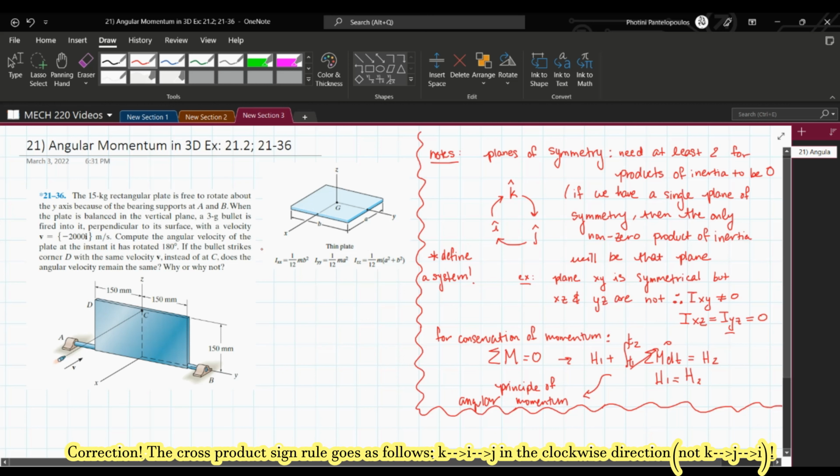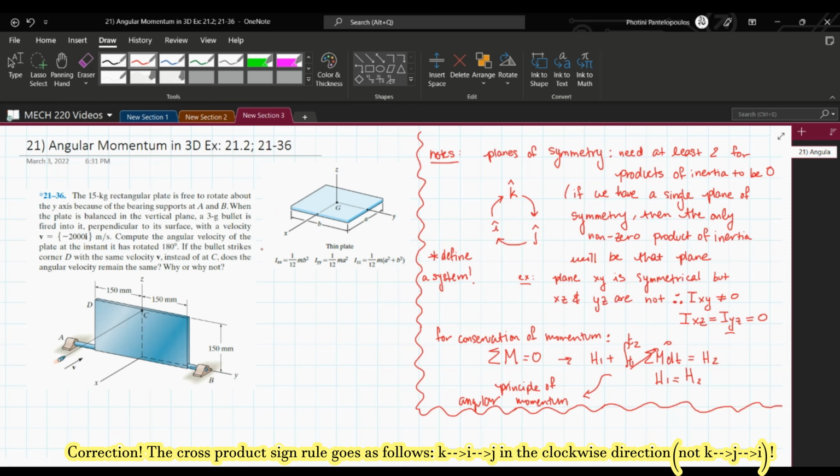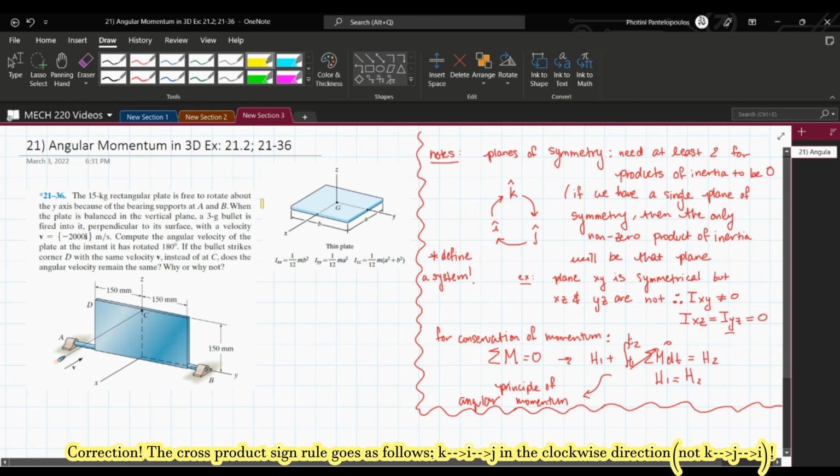Today we'll be covering angular momentum in 3D. This is chapter 21. Specifically, we'll be covering example 21-36 from section 21.2. So let's go ahead and read the problem.